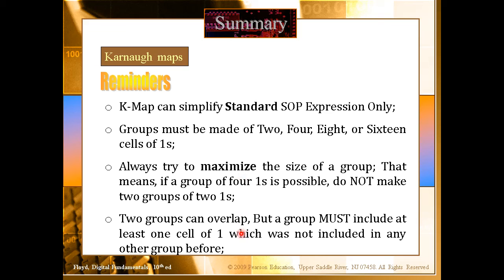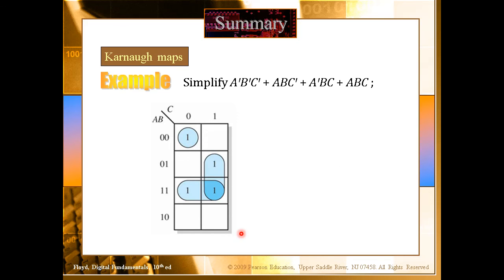And 2 groups can overlap, but even after the overlap, you must have something unique in the group, meaning there must be something new in the group. It's not possible that you have everything borrowed from some other group, right? You have to have something different. You can have overlaps with other groups, but you have to have something which is completely new to the group, okay? Let me show you several examples of simplification.